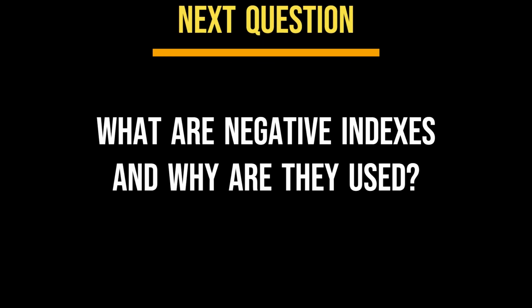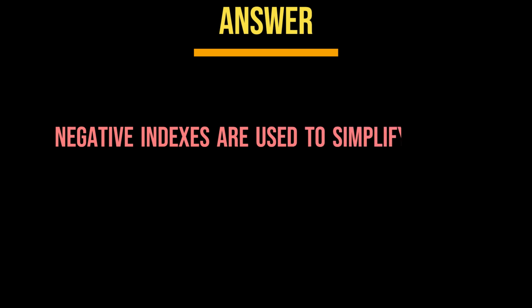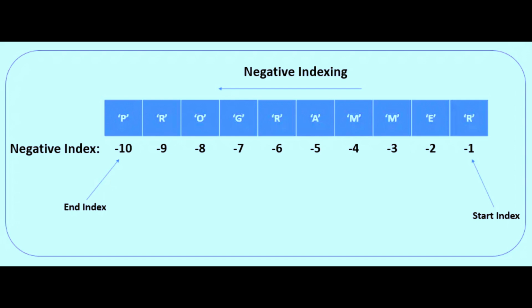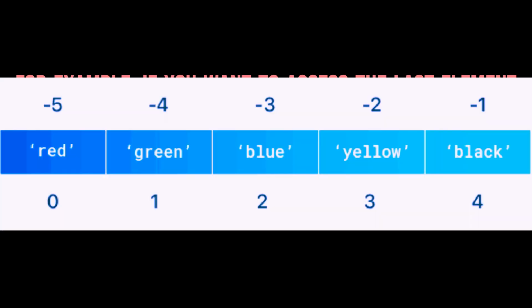Next question is, what are negative indexes and why are they used? Negative indexes are used to simplify access to elements at the end of a sequence. For example, if you want to access the last element of a list, you can use an index of -1 instead of having to calculate the length of the list and then subtract 1. This can make the code more readable and concise.